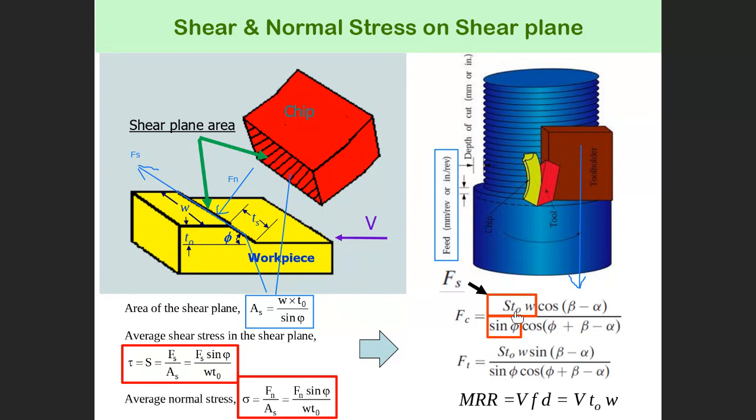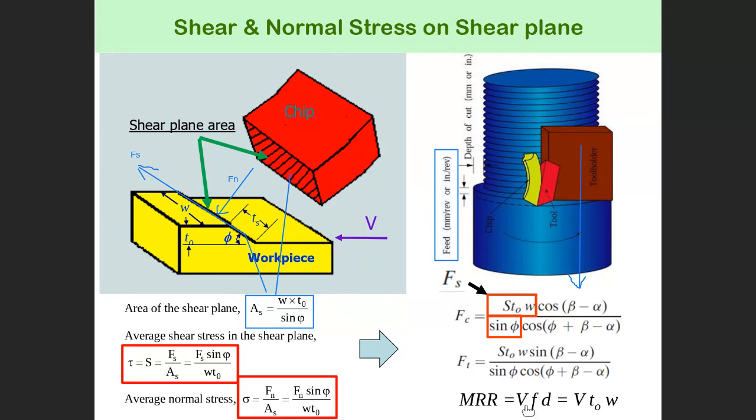So τ over sine φ. This is the Fs value. If I don't know the Fc and I would like to know it, but I know the shear stress, then you can apply it in the equation directly. Then you can obtain the Fc as a function of shear stress and angle: τ cosine(β − α) divided by sine φ cosine(φ + β − α). And Ft can also be obtained, and any other value can be obtained as we described earlier.